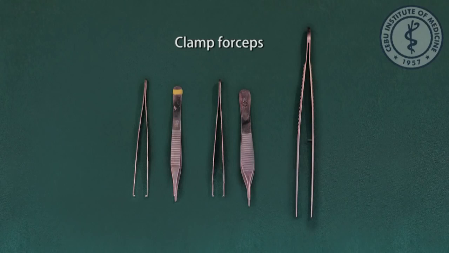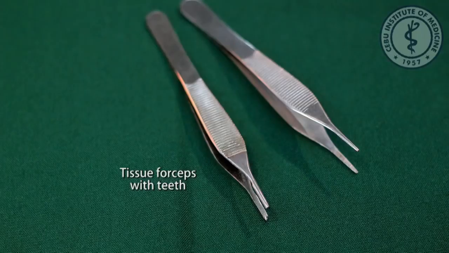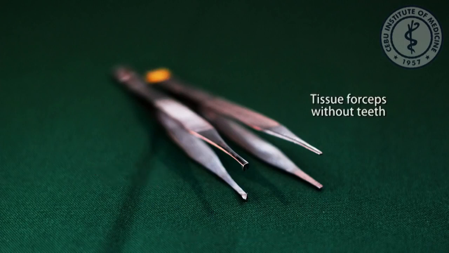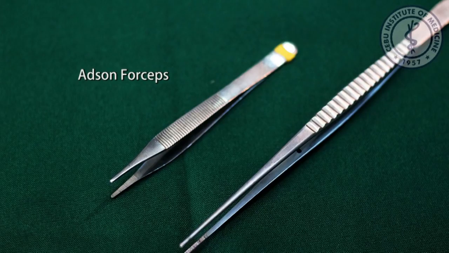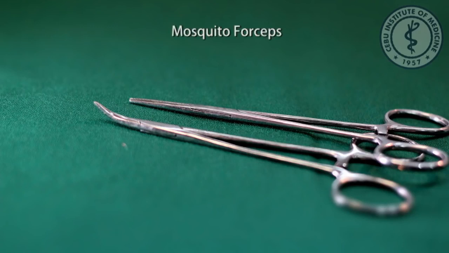Pickup forceps. DeBakey forceps, for grasping deeper organs. Tissue forceps with teeth, for grasping skin and vascular tissues. Tissue forceps without teeth, for grasping visceral organs. Adson forceps, used for grasping soft tissue and for suturing the skin. Clamp forceps. Mosquito forceps, curved, for hemostasis, clamping bleeders.